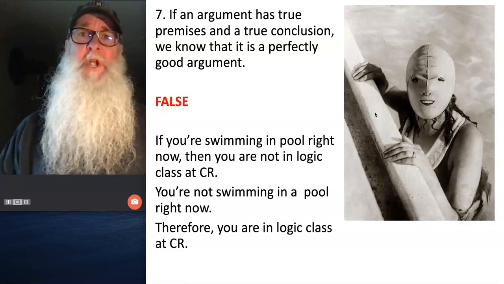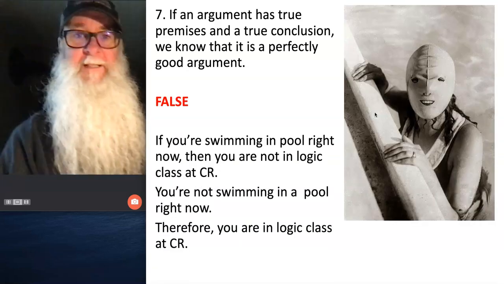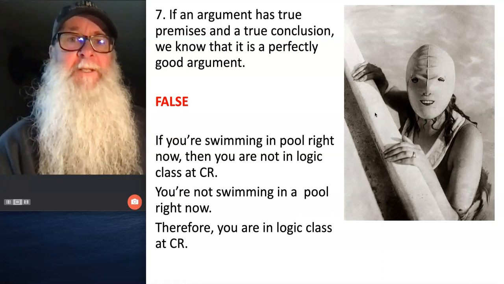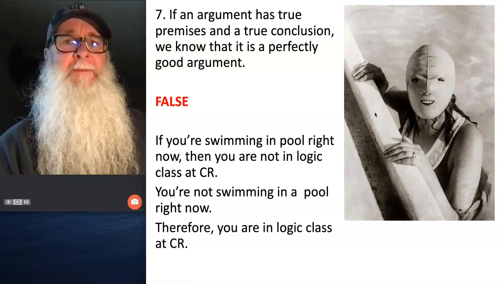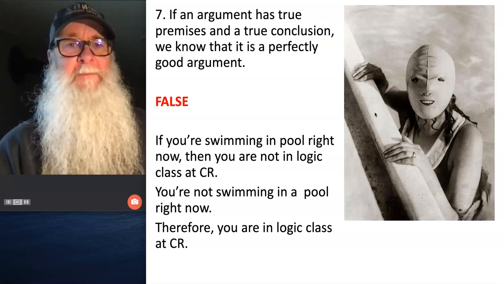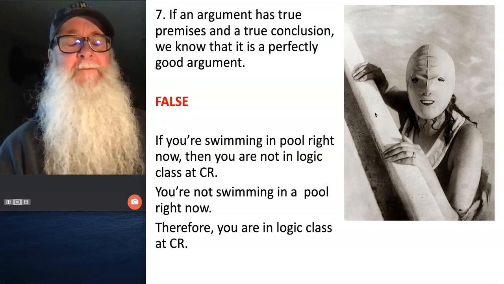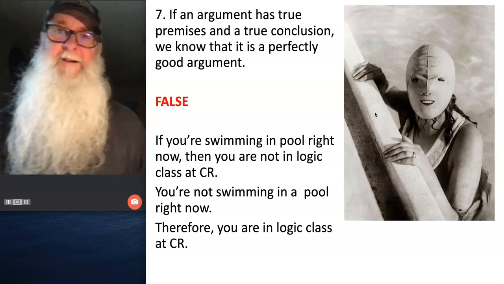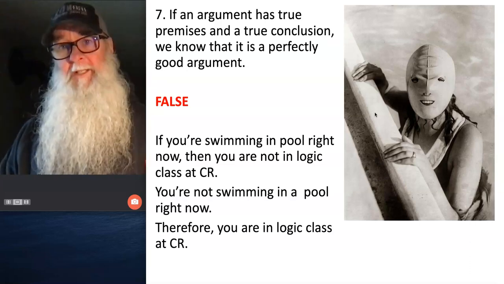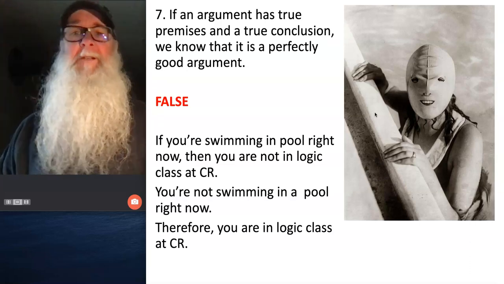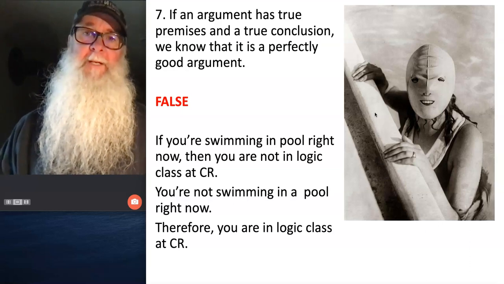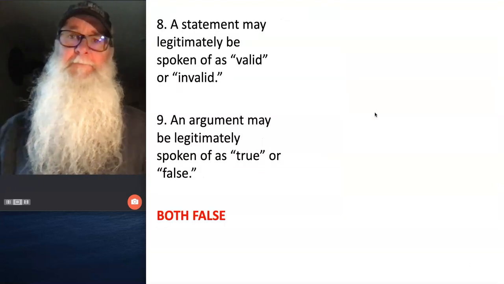If an argument has true premises and a true conclusion, we can know it's a perfectly good argument. No, false. Here's a good argument that has true premises and a true conclusion, and it is not a perfectly good argument. If you're swimming in a pool right now, then you're not in logic class at CR. You're not swimming in a pool right now. Therefore, you are in logic class at CR. No, doesn't work that way. This is an invalid argument, okay? But by coincidence, all of the premises and the conclusion happen to be true statements, okay? So number 7 is false.